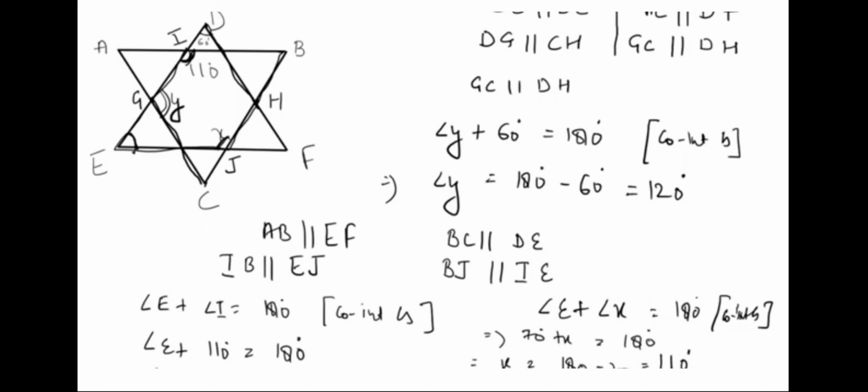And here look the figure and the right side of the video. This is DG parallel CH. We have discussed this one. So we can write GC parallel DH. So here angle Y plus 60 degree is equal to 180, co-interior angles. This implies angle Y is equal to 180 minus 60 is equal to 120 degree. So we got X and Y both. Is it clear? Students, you need to revise these questions. You have to attempt after the video.